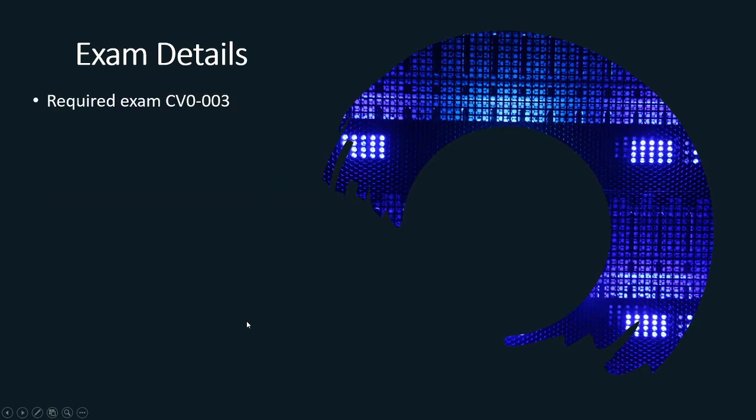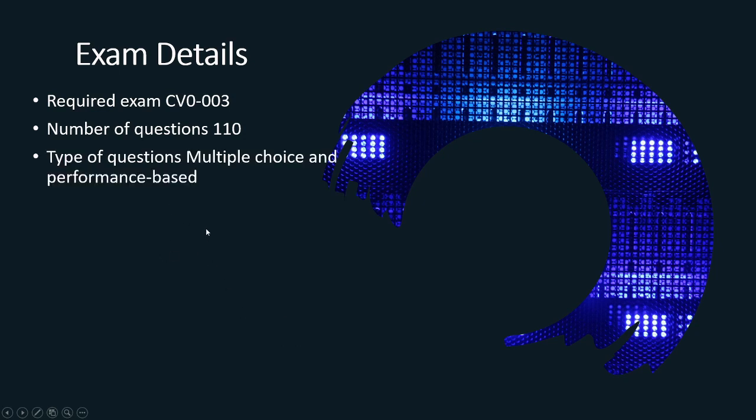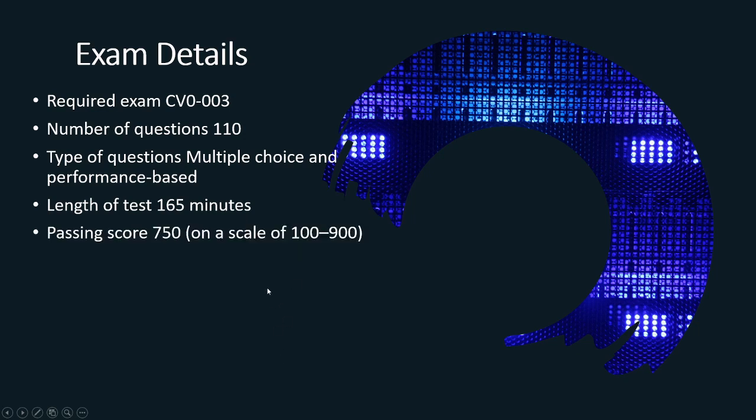So the required exam, the CV0-003, they've added more questions, and the types of questions are multiple choice and performance based. The exam is subject to change, so just know that if you're watching this in the future, these numbers are as per CompTIA discretion. So for the latest and greatest, always check the CompTIA website. Length of the test, 165 minutes. So that's roughly 2 hours, a little over 2.5 hours. The passing score is 750 on a scale of 100 to 900. There you can see more information on the cloud certification.